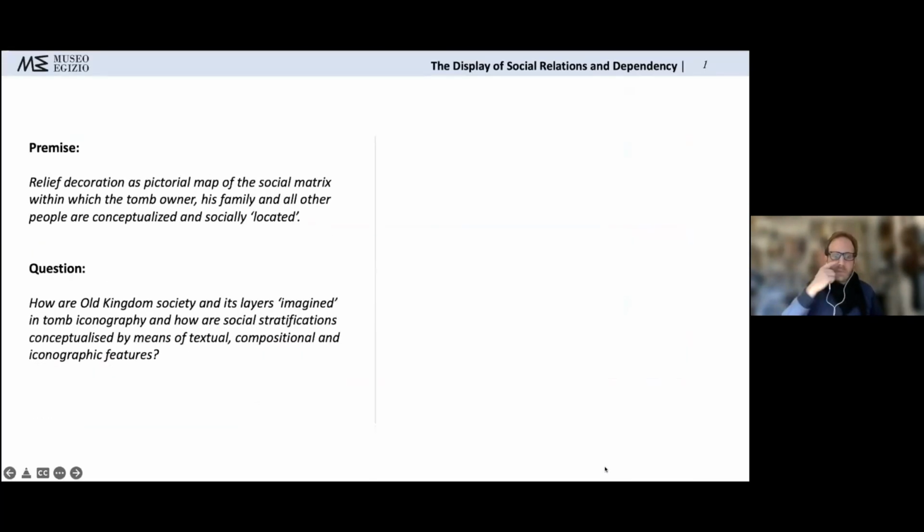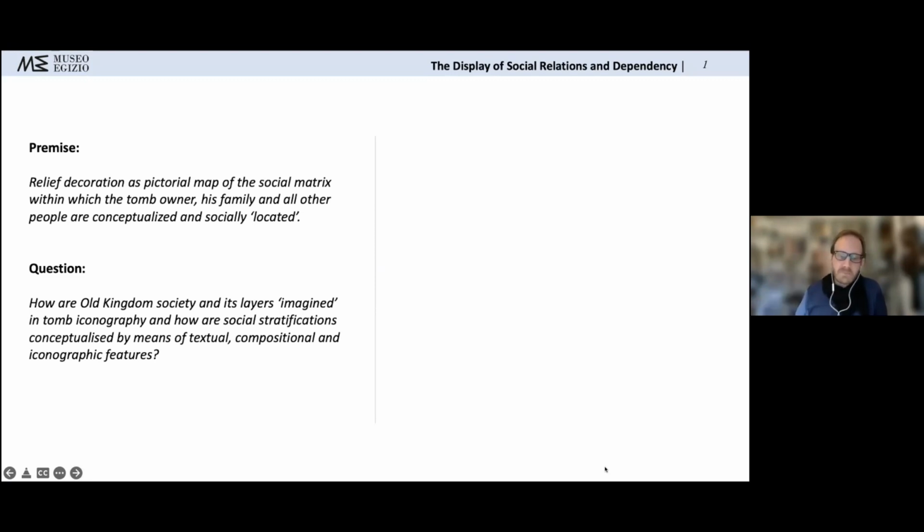These thoughts might need to be specified a bit. The premise of my sociological approach on tomb imagery is that the decoration can be conceptualized or understood as a pictorial map of the social matrix within which the tomb owner, his family, and all other people that are there are socially located. The question thus is, how are Old Kingdom society and its social milieus imagined in tomb iconography, and how are social differences conceptualized by means of textual, compositional, and iconographic features?